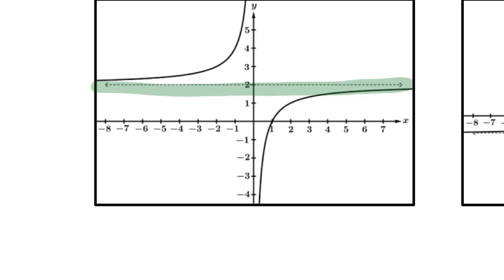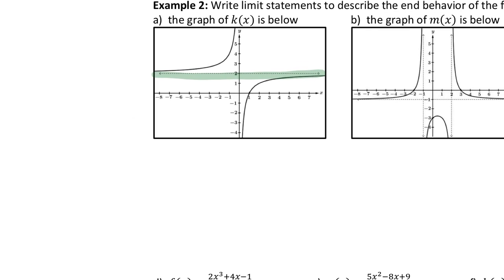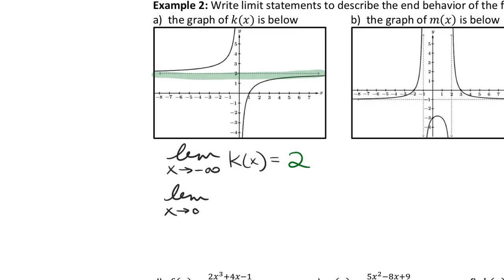But horizontal asymptotes, because they go this direction, do describe our end behavior. So for both sides, on both ends, what is the horizontal asymptote? 2. So as I go this way towards negative infinity, what is the graph getting closer to? And as I go to positive infinity, what is the graph getting closer to? So our end behavior, our limit statements, we know are going to that horizontal asymptote of 2. We would say the limit as x approaches negative infinity for this function k of x, negative infinity, right, on the left side, going to 2. The limit as x approaches positive infinity for k of x is also equal to 2.